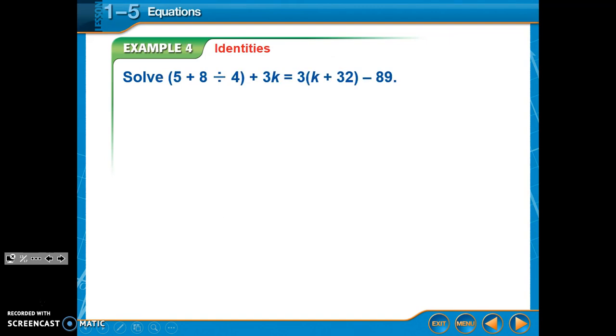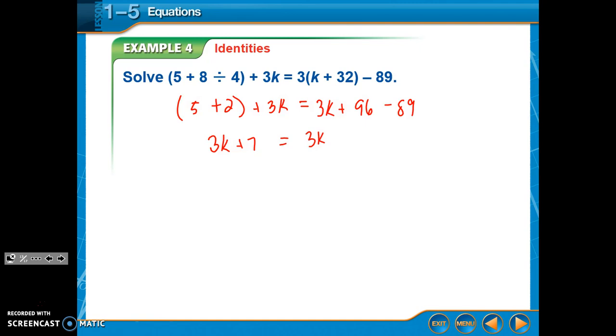All right, example 4. If we were to go through and solve this, we're first starting inside of the parentheses. Inside here, we're doing division before addition, so 8 divided by 4 is 2. So I have 5 plus 2 plus 3k. Over here, I can distribute that 3. I get 3k plus 96 minus 89. Then I can simplify this. 5 plus 2 is 7, so I get 3k plus 7. Over here I get 3k, and 96 minus 89 is also 7.